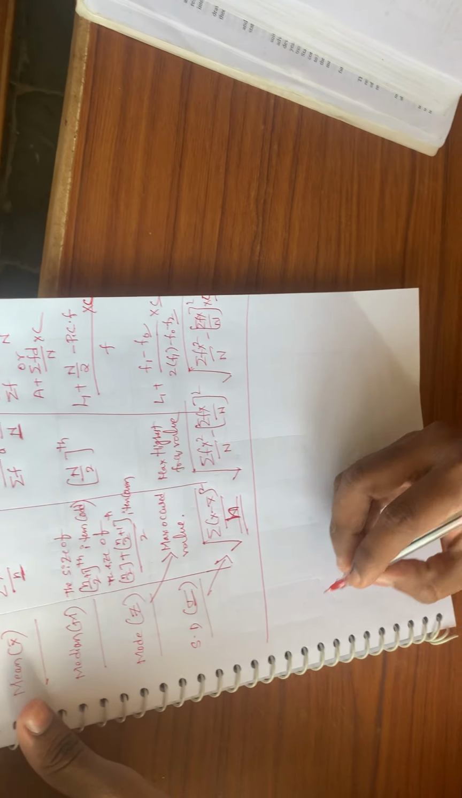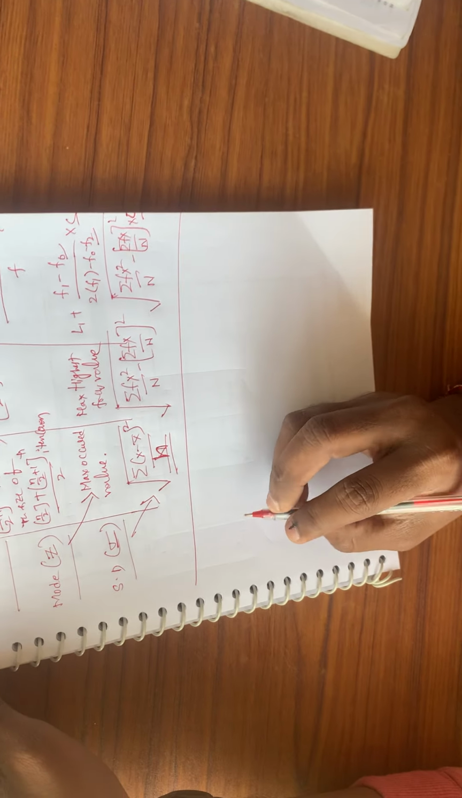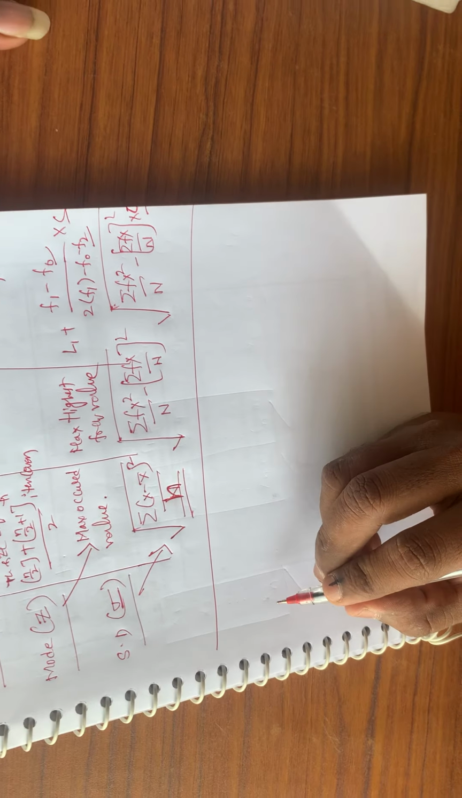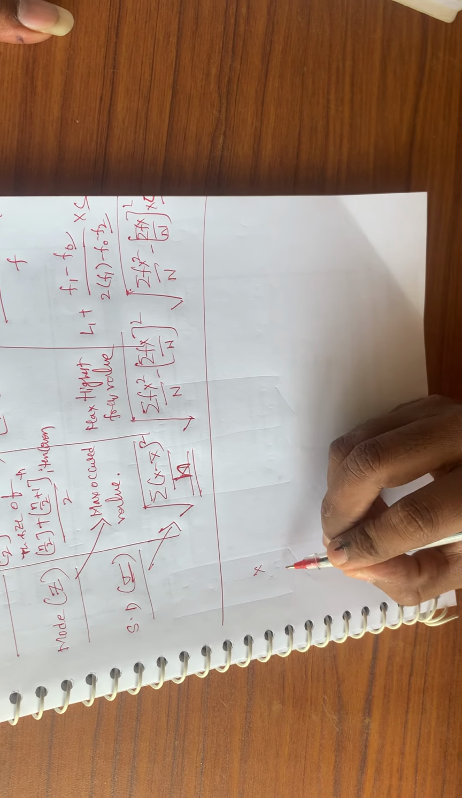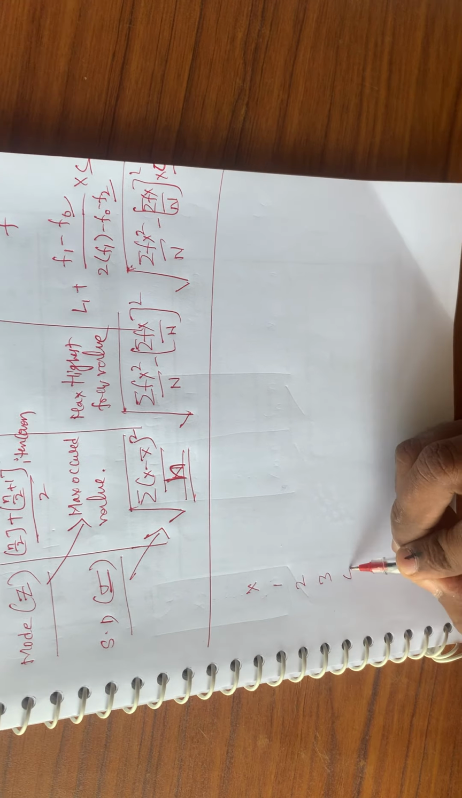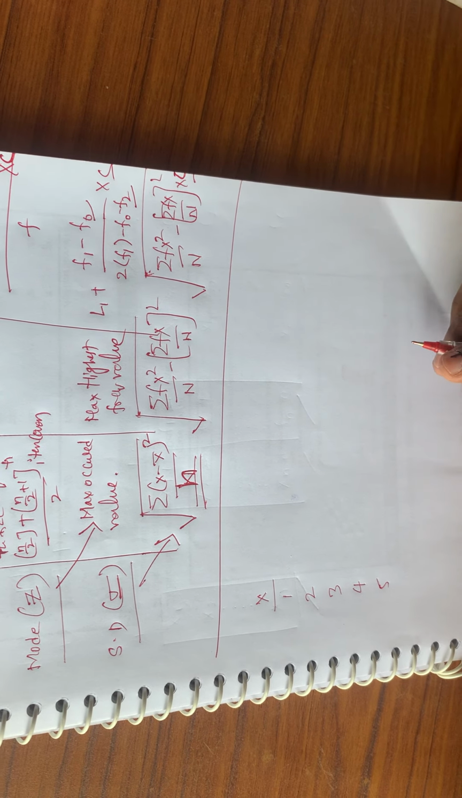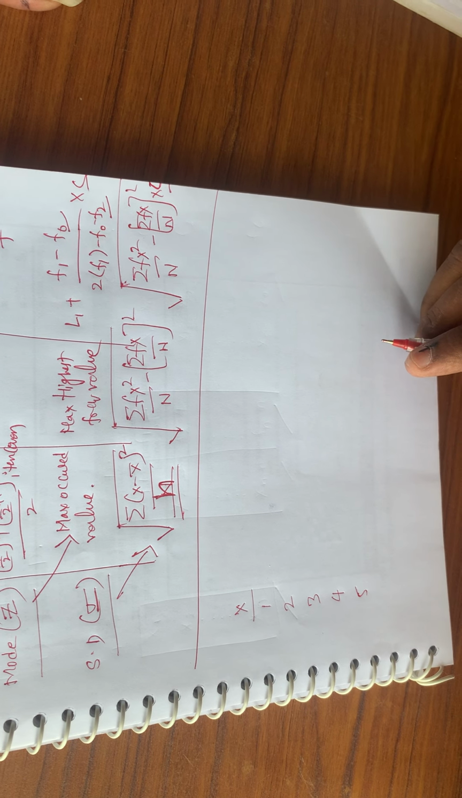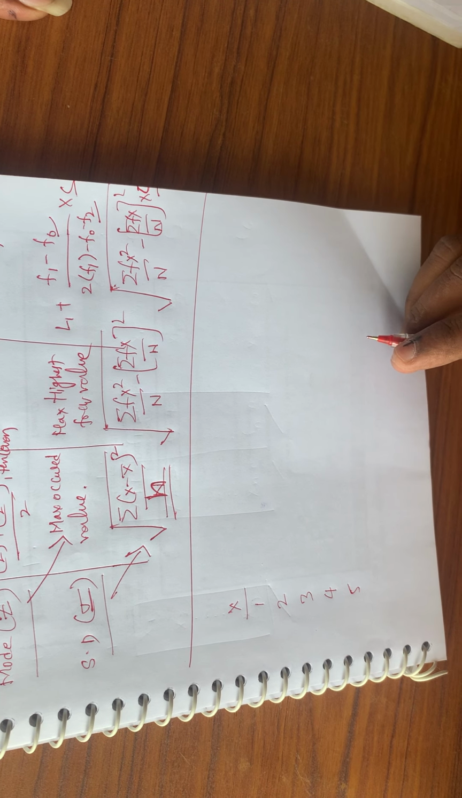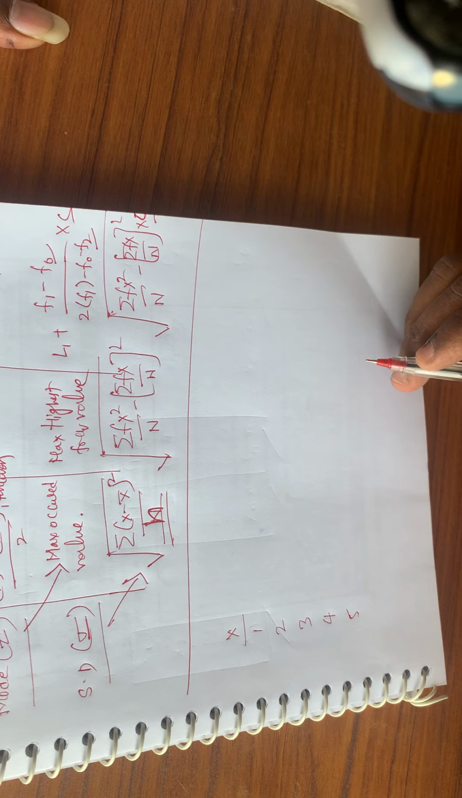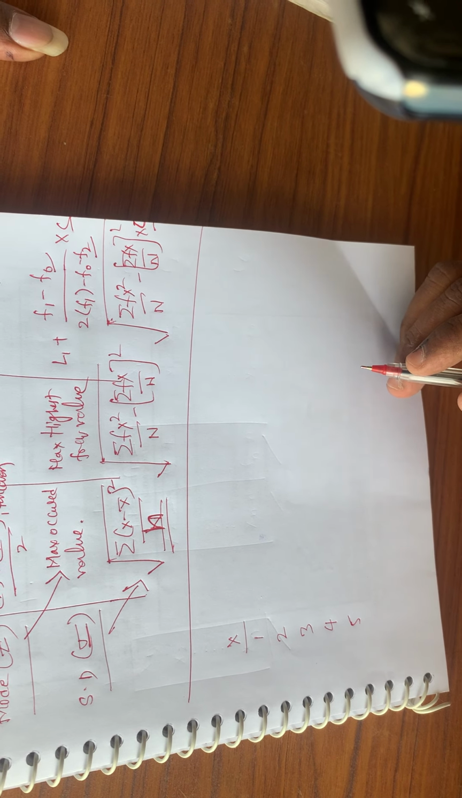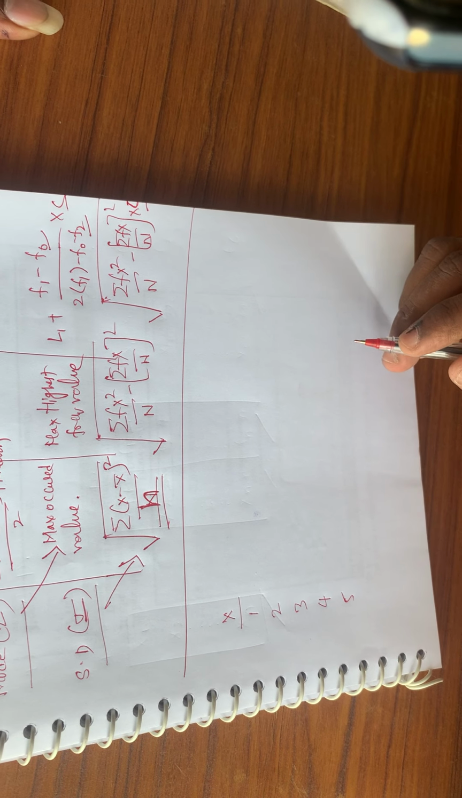So mean, individual series. For example, determine the mean of the following data. Here the following data is 1, 2, 3, 4 and 5, right? So there are no frequency values, right? If frequency values are not given, that is considered as ungrouped data or individual series. If frequency values are given, that is grouped data. It might be discrete or else continuous.